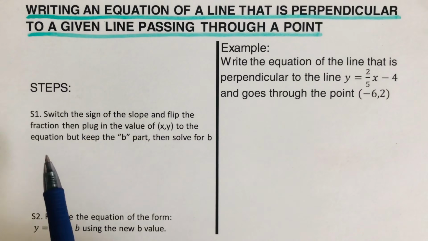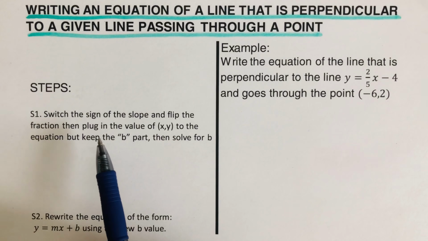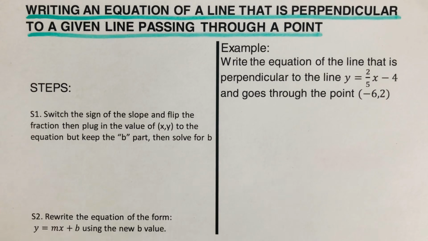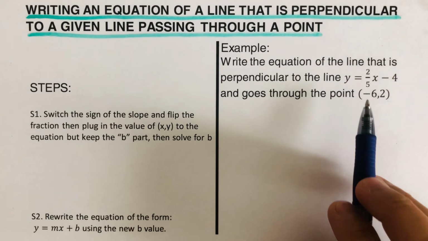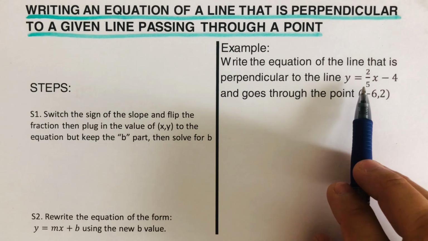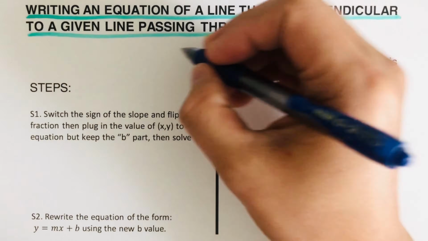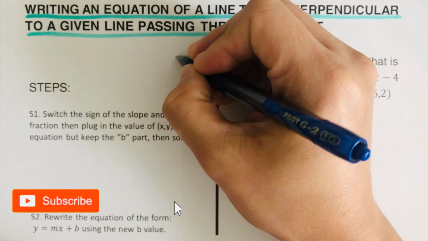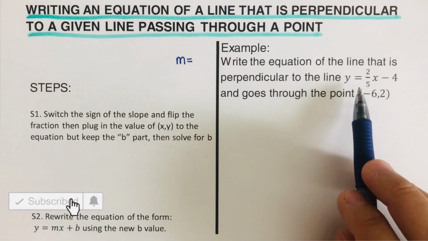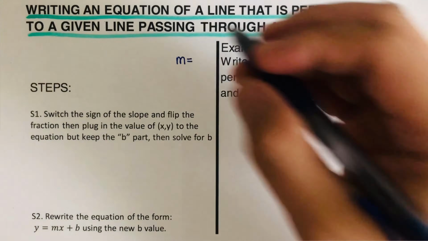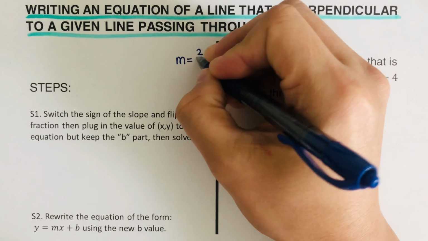So there are two steps that we need to go over in order to determine the equation of a line. The first step is to determine the equation of the perpendicular line. First, we determine the slope of the line that is given to us. In this problem, the slope of this line right here is 2/5. So I'm going to write 2/5.